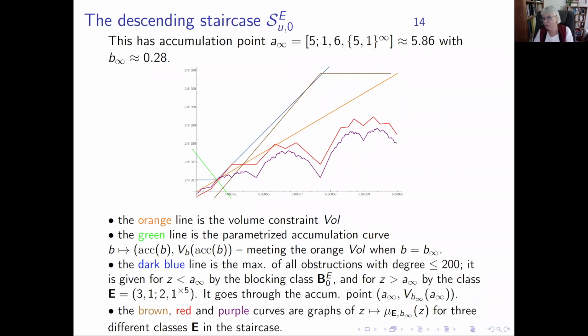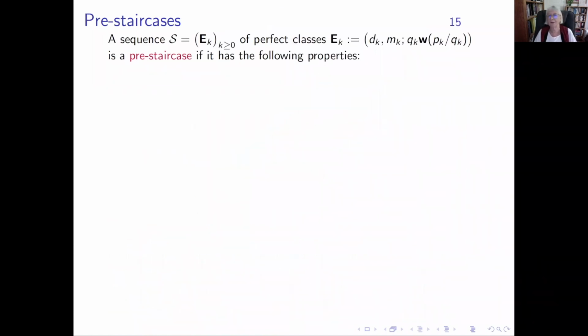Anyway, that's a picture of what our staircases look like. I think it's a very illuminating picture. Now, our staircases have a special form, and they're what I call pre-staircases. So suppose we just have a sequence, and I'm saying they're perfect.